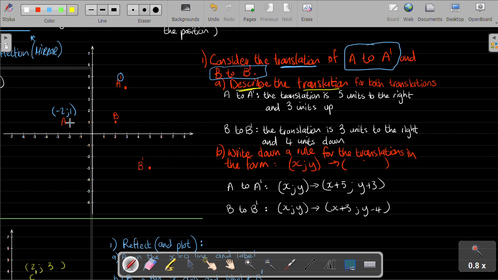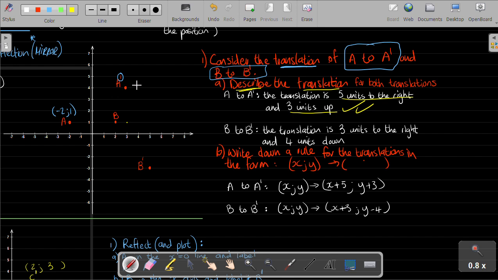So can we count together the horizontal movement from -2 to this point? We went 1, 2, 3, 4, and 5, right? So it's moved 5 units to the right. That's what I said. The translation is 5 units to the right. And then it's gone 1, 2, 3. So it's gone 3 units up. So I said 5 units to the right and 3 units up. And that is your full marks. That is how you describe the translation.